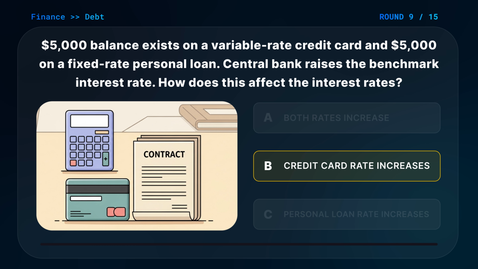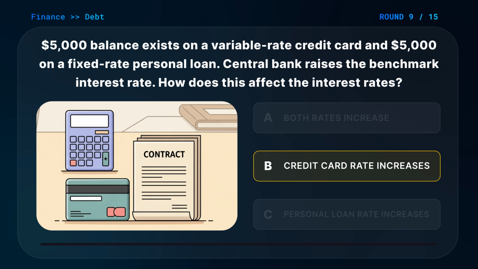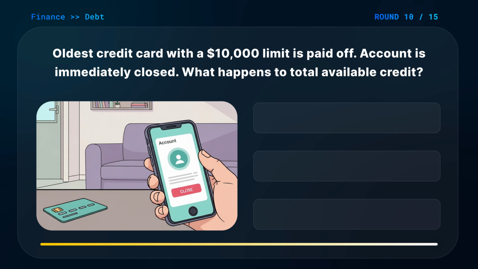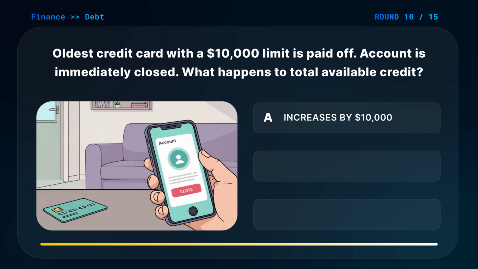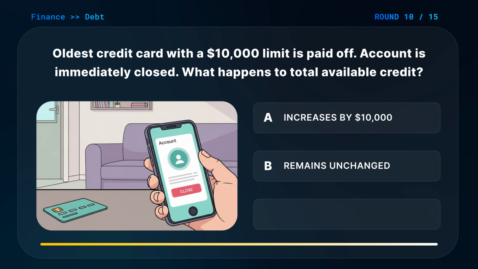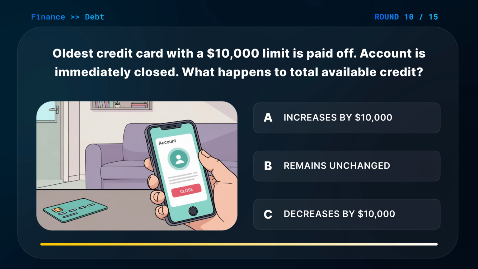The answer is B. The credit card's rate is variable and moves with the benchmark, while the personal loan's fixed rate does not change. This one's interesting. You pay off your oldest credit card with a $10,000 limit and immediately call to close the account. What happens to your total available credit? A. It increases by $10,000. B. It remains unchanged. Or C. It decreases by $10,000.